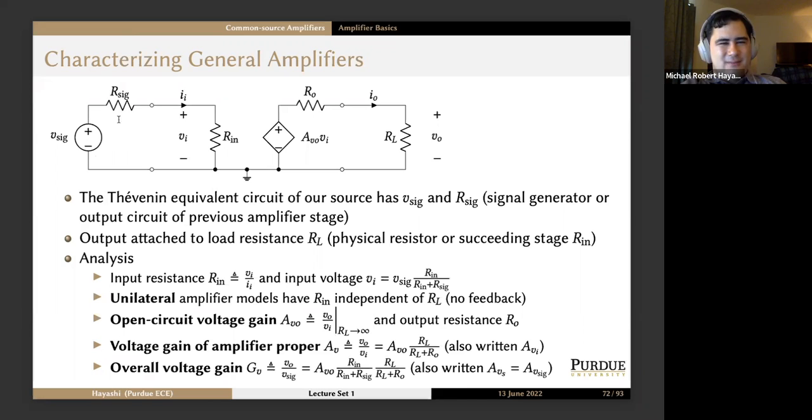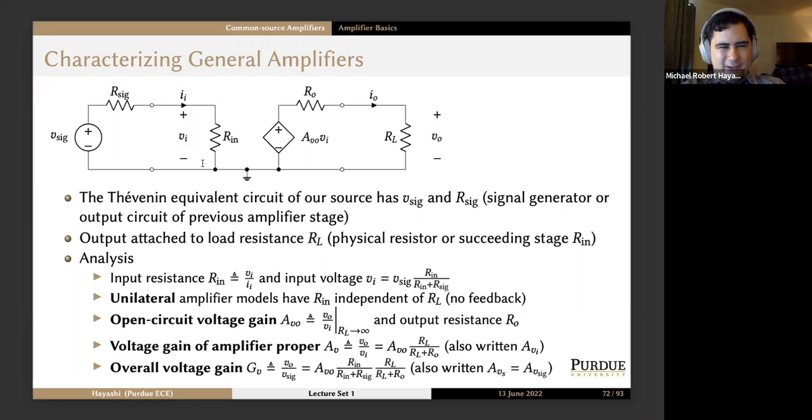And notice that this may not even be a signal generator. It could be the output of a previous amplifier stage if you're cascading one different single transistor amplifier after another. So the output is a load resistance, RL, which could be a physical resistor or the succeeding stage amplifier's input resistance. So we say Rin is going to be equal to VI over II, where VI is the voltage across the input of the voltage amplifier, and II is the current being drawn into it. And then the input voltage by the voltage divider is this equation.